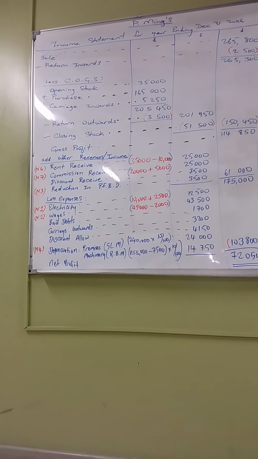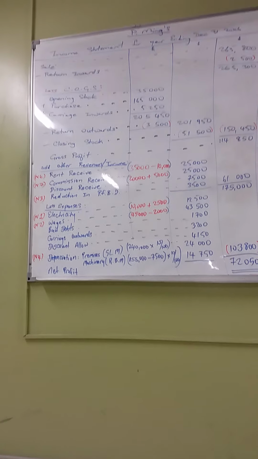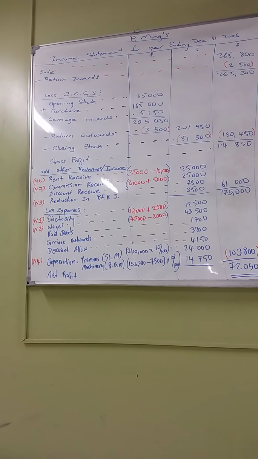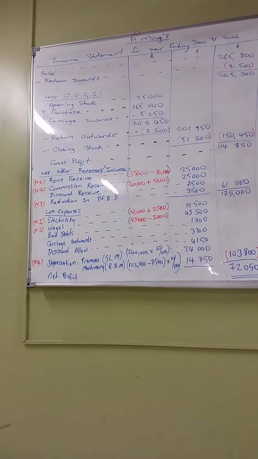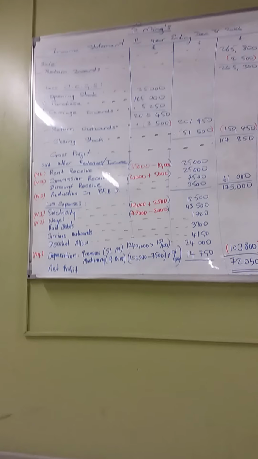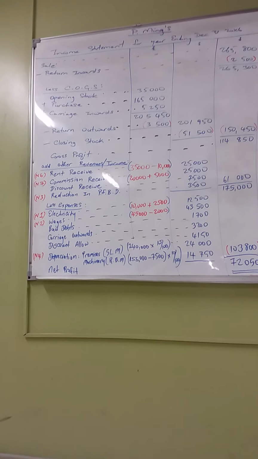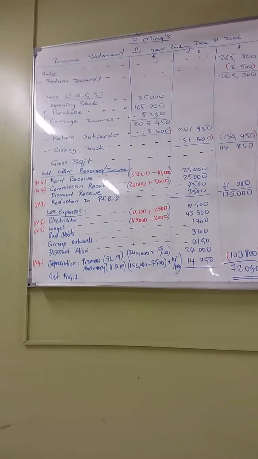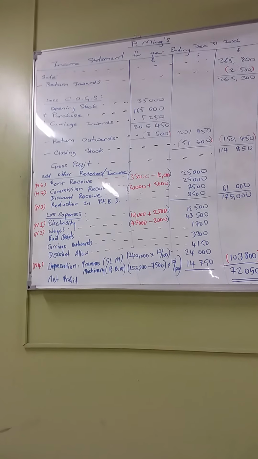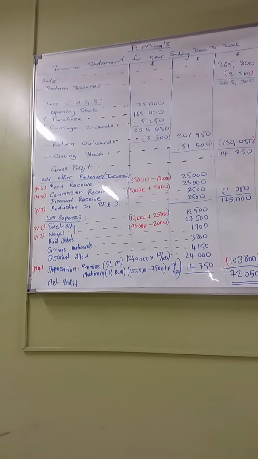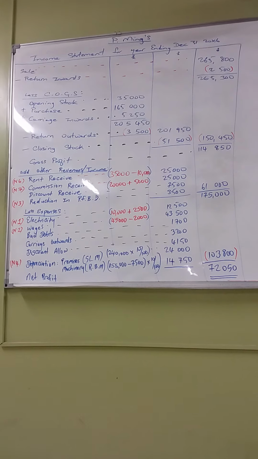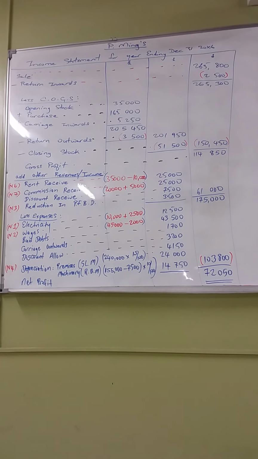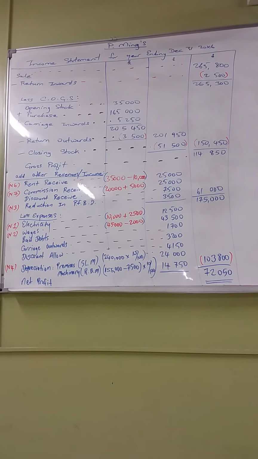So therefore, that is why we're adding it back. It simply means that the commission that you should have received for the period was 25,000. You got 20,000 because the information in the trial balance represents what you would have received or paid within the course of the year. So you would have received $20,000 for commission received, but you should have got 25,000.